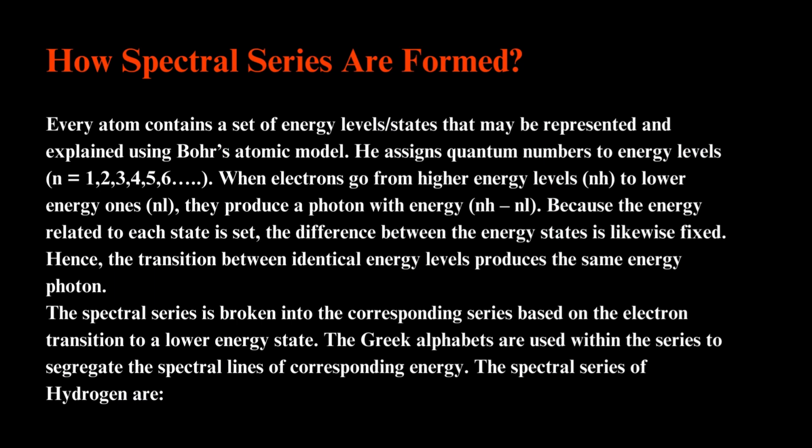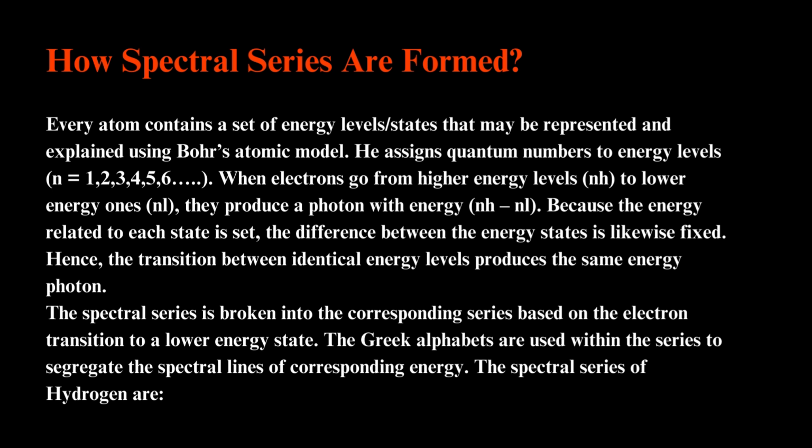Let's start. Every atom contains a set of energy levels/states that may be represented and explained using Bohr's atomic model. He assigns quantum numbers to energy levels, n equals 1, 2, 3, 4, 5, 6. When electrons go from higher energy levels, Nh, to lower energy ones, Nl, they produce a photon with energy, Nh minus Nl. Because the energy related to each state is set, the difference between the energy states is likewise fixed.